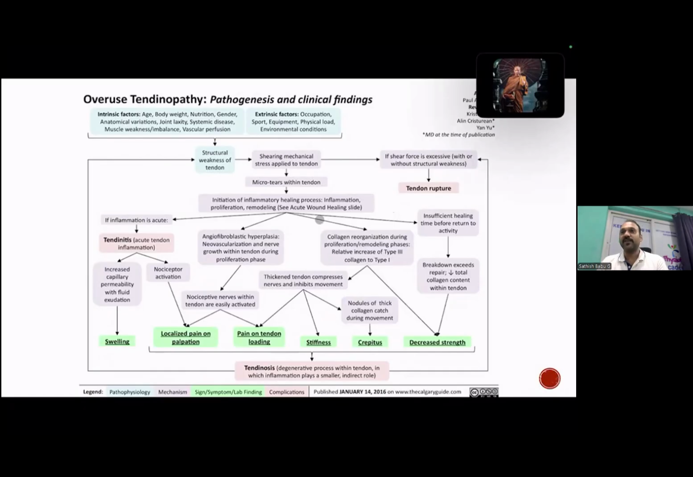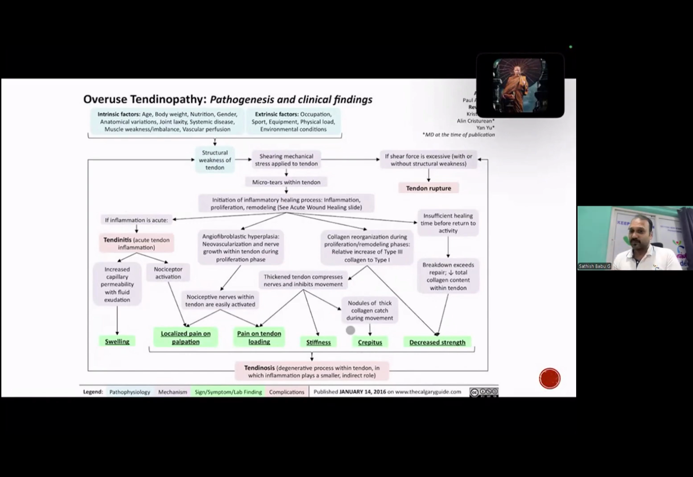When there is insufficient healing time and return to activity before it heals, it breaks down, leading to increased collagen content within the tendon and less strength. All these factors lead to tendinosis, a degenerative process within the tendon, which leads to inflammation and swelling. But tendinitis is only in the acute phase. The tendon can rupture as well as develop tendinosis.